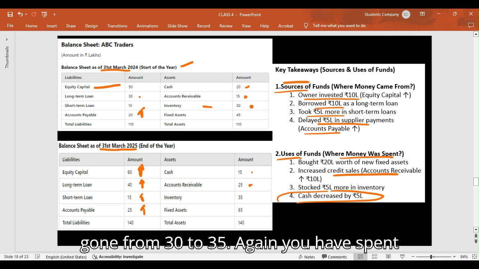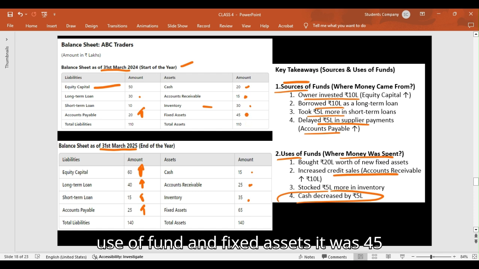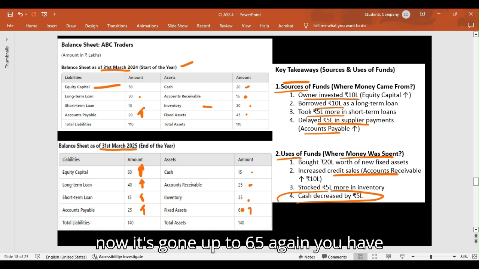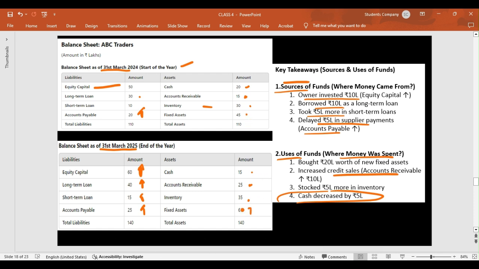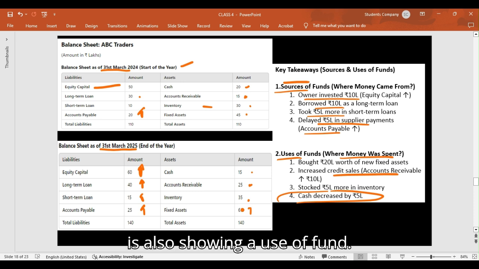Then inventory has gone from 30 to 35. Again, you have spent your money. So spend means it's again a use of fund. And fixed assets, it was 45, now it's gone up to 65. Again, you have purchased an additional 20 lakhs worth of fixed assets. So that is also showing a use of fund.